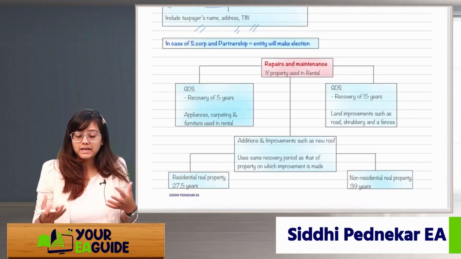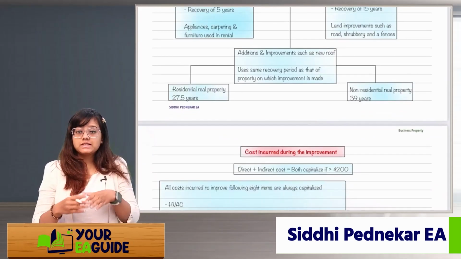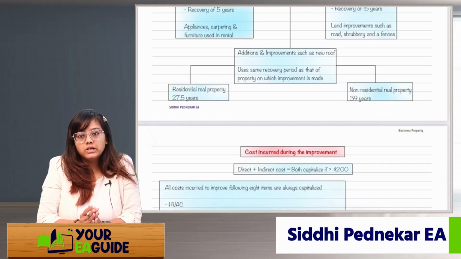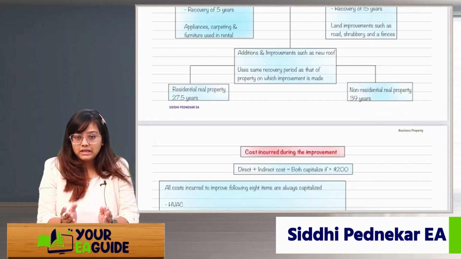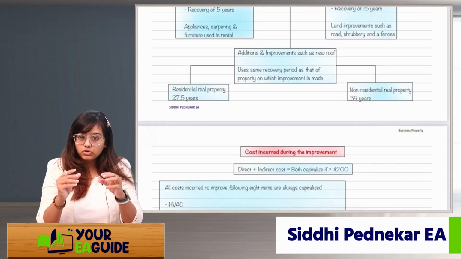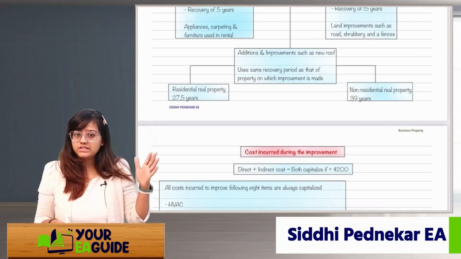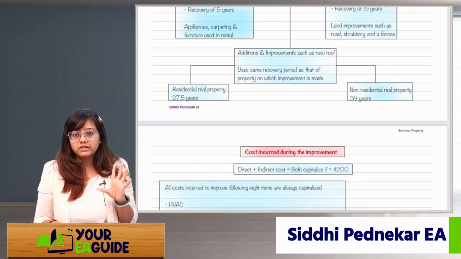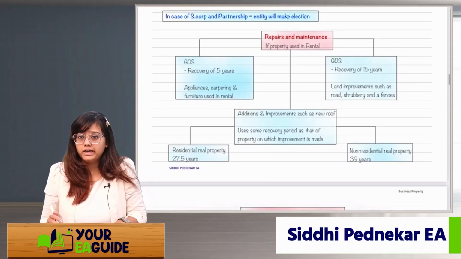If a new roof has been added to the property, then we will use the same period as that of the property on which the improvement is made. Whatever improvement is made on the property, we will use the same depreciation method that is used for the property. That's simple. If it's residential, we'll take 27.5 years. If it's non-residential commercial, then we'll take 39 years for that new roof addition. All right. This is about rental property.